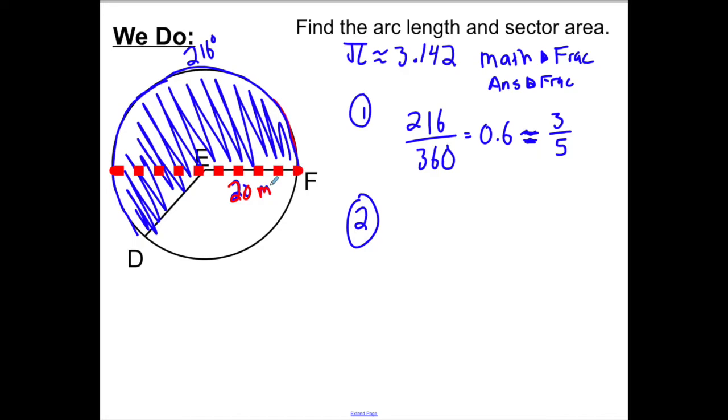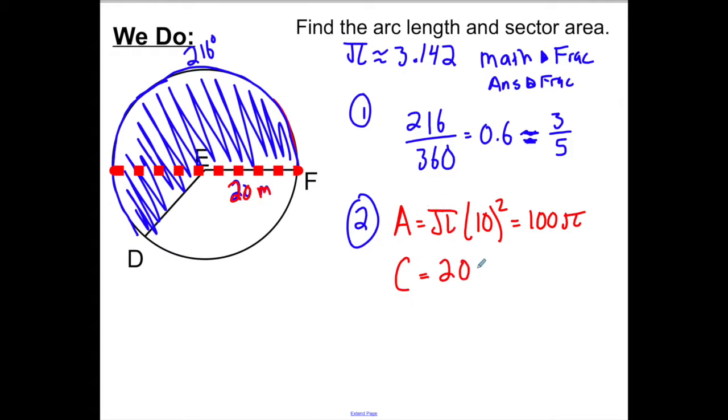Okay, given that it's 20 meters, first of all, how do we find the area? So the area is equal to pi times 10 squared, not times 20, because 20 is the diameter. I want the radius. So 10 squared is 100, so it's equal to 100 pi, or approximately 314.2.